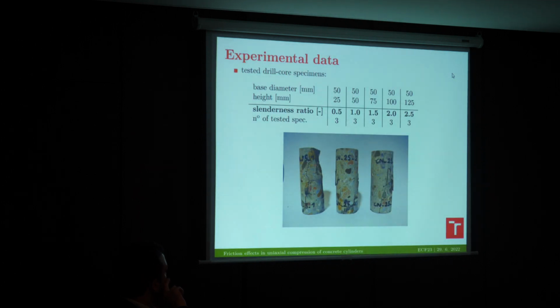Now let's take a look at the experimental data. You can see dimensions of the concrete specimen in the table. I won't read it here, I don't think it's necessary. I think the most important line is the slenderness ratios, which we tested. It was from 0.5 up to specimens of slenderness ratio 2.5. We tested 3 specimens per each slenderness ratio. You can see results of the experimental testing in the picture over here. That is the tallest slenderness ratio.